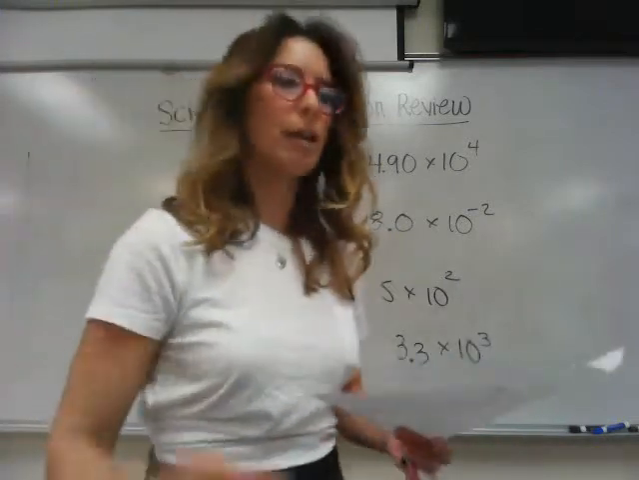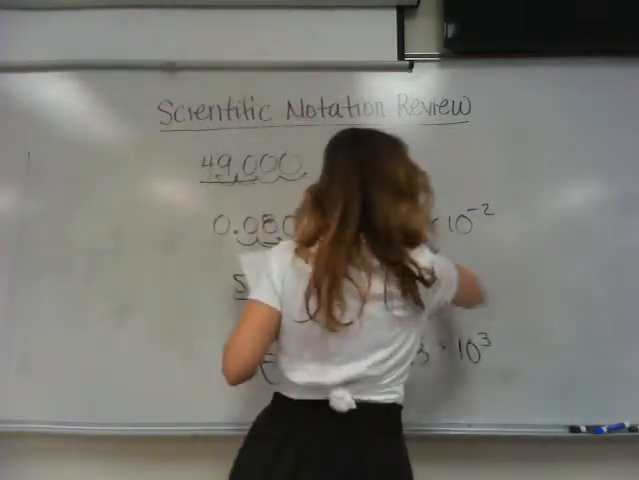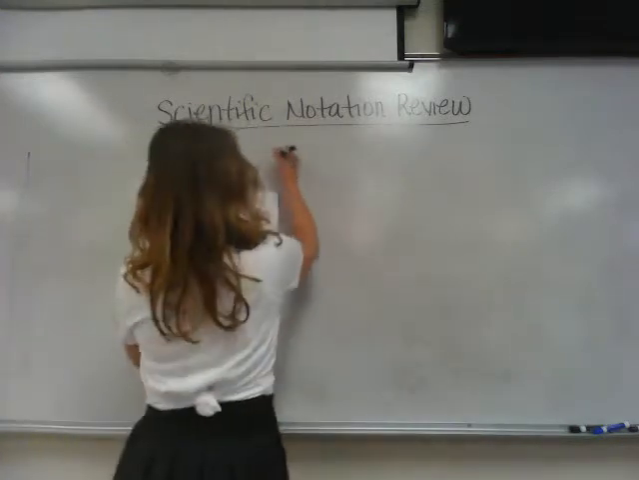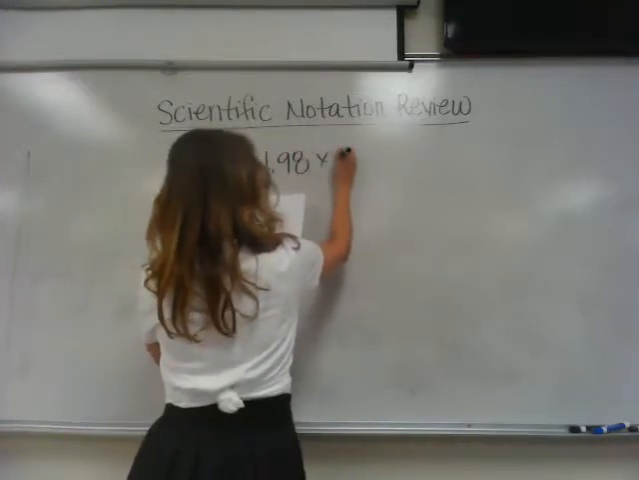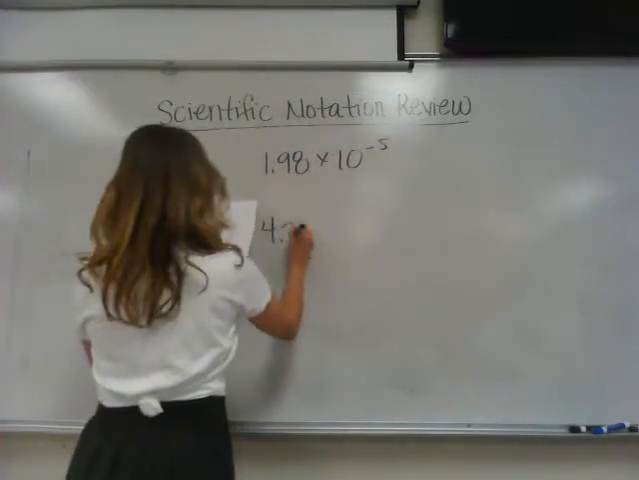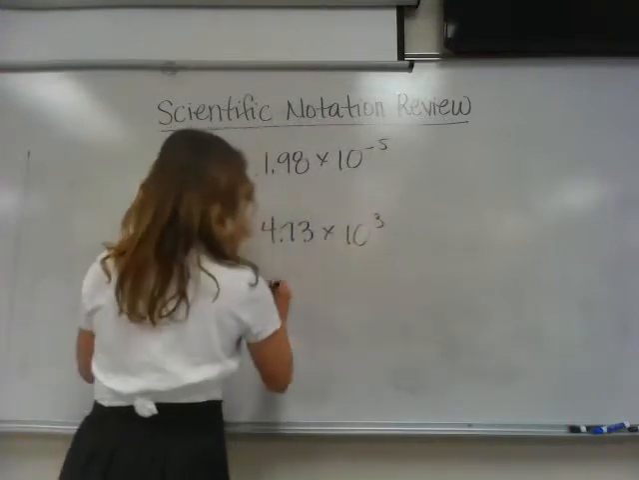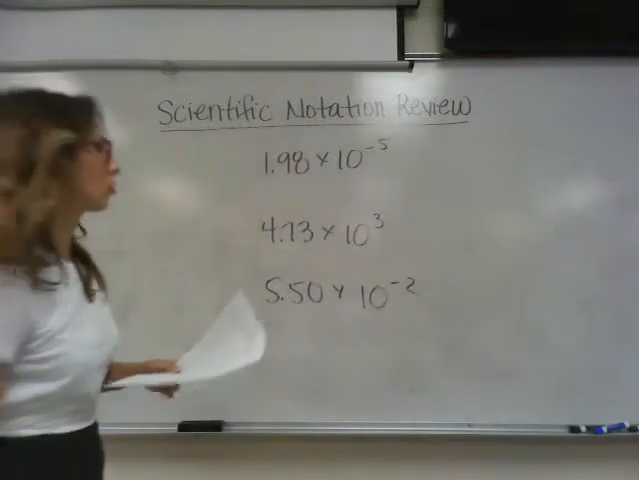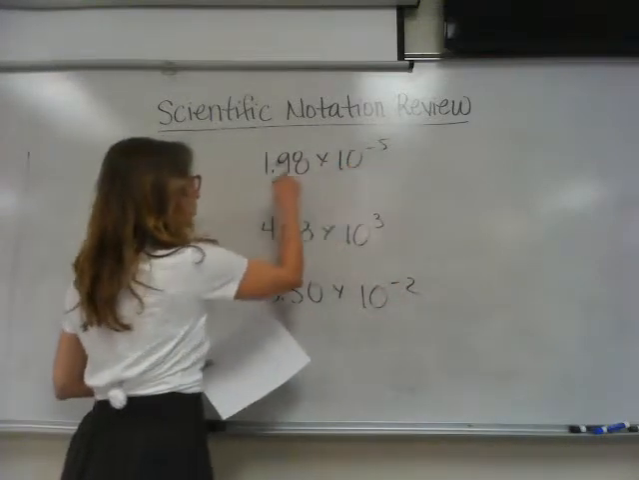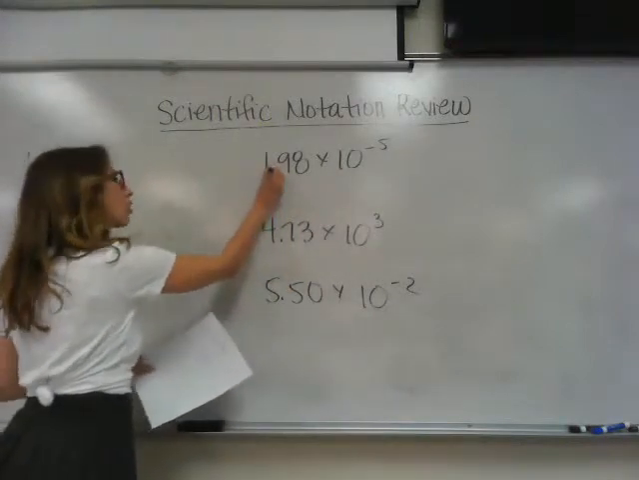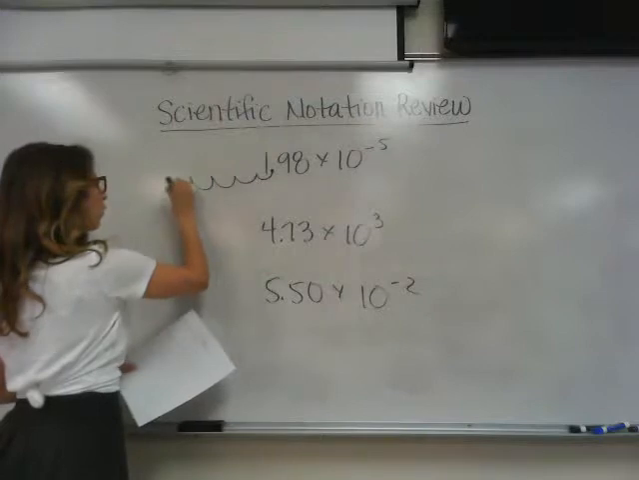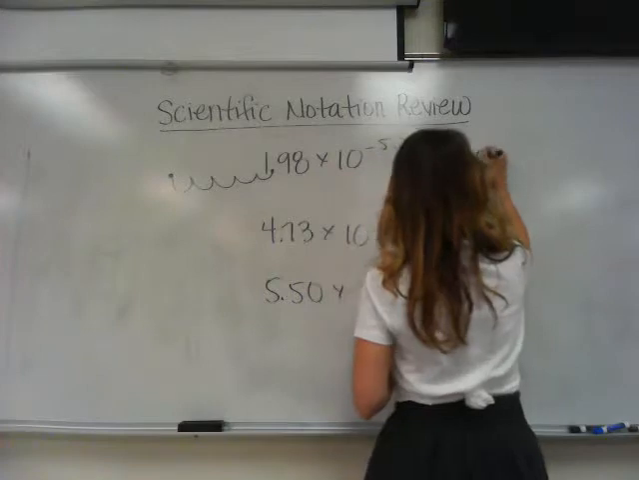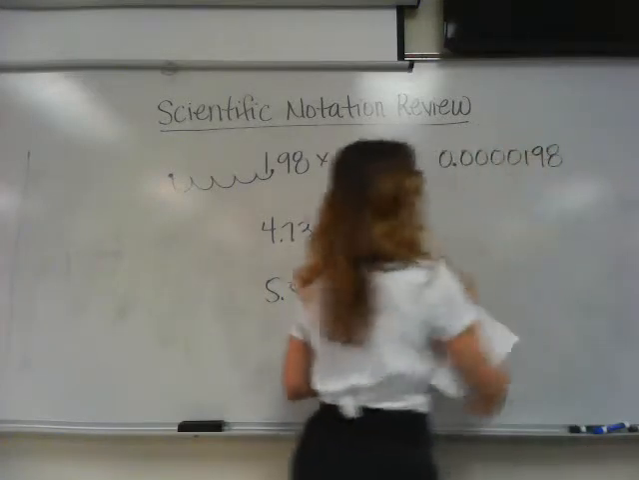Now, let's just write some as ordinary numbers. So let me erase this. And let's take a look at 4 examples. How about for the sake of time, let's just do 3. Exponent is negative. That means my number is less than 1. That means this decimal moves to the left. 1, 2, 3, 4, 5. You're going to have 1, 2, 3, 4 zeros in front of that 1. And there you go. Okay?